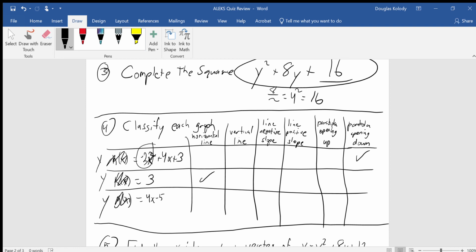y equals 4x minus 5. That's definitely a line. It's a diagonal line, and because the slope is positive, it's a line with a positive slope. Done with that one. I'm going to pause this and continue the video in a second.